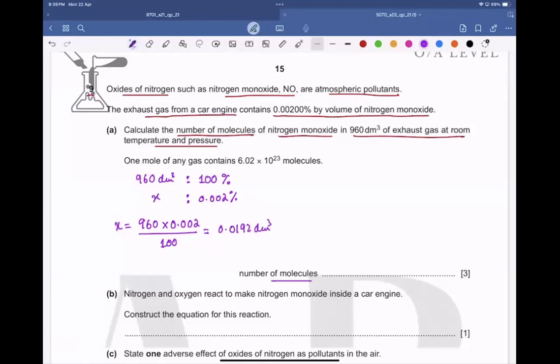So we know that they are telling you at room temperature and pressure. So at room temperature and pressure, 24 decimeter cube occupies 1 mole. So if there are 0.0192 decimeter cube, then how much moles are there? There would be X mole. Now calculate the value of X. It's 0.0192 times 1 divided by 24. Yes, can anyone tell me, please?